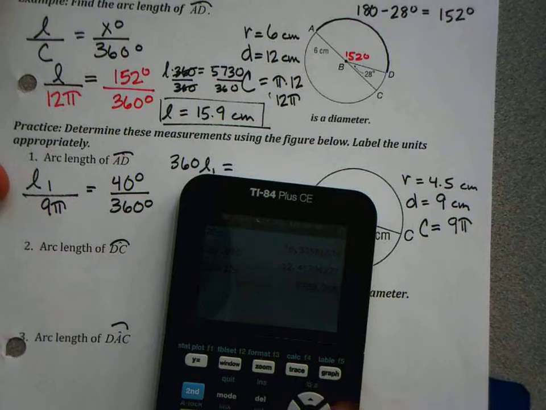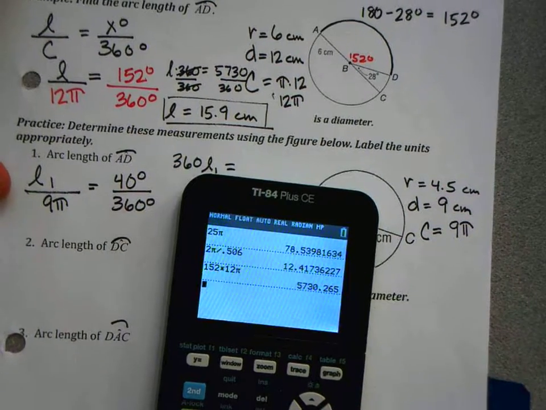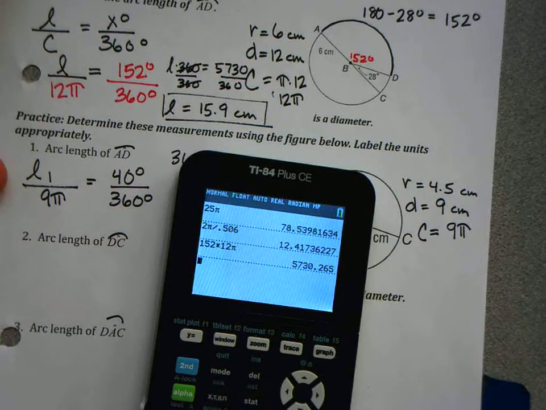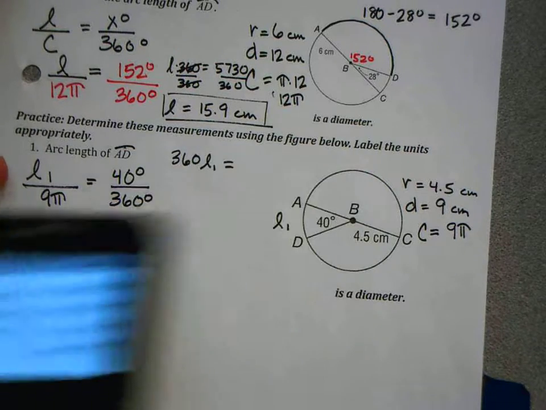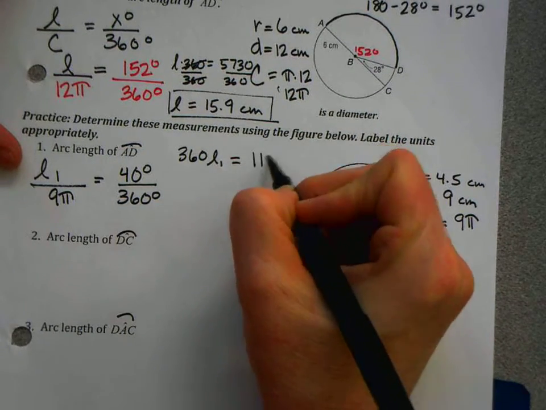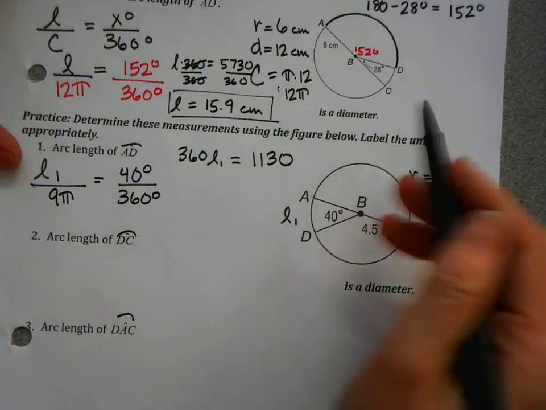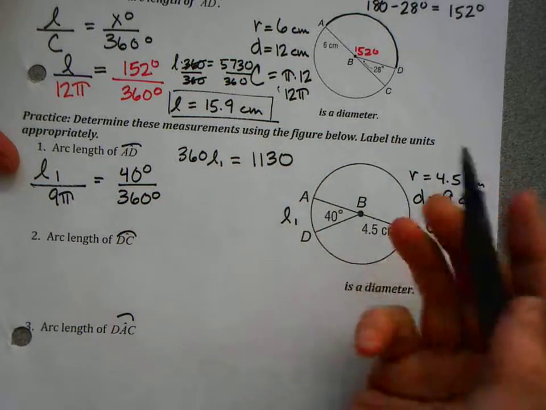9 pi. I hit second, then pi. Now my pi is right here. It's the blue key. I had to hit the blue key first and then the up arrow. So 9 pi times 40. Enter. And I get 1130. We're just going to cut that off and not worry about the decimals today.